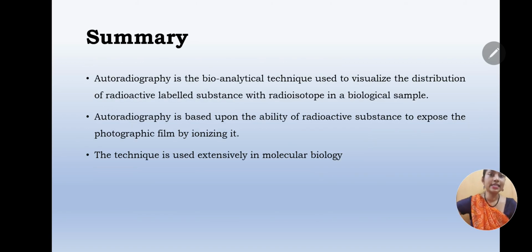To quickly summarize, autoradiography is a bioanalytical technique which is used to visualize the distribution of radioactive labeled substance with radioisotope in a biological sample. Autoradiography is based upon the ability of a radioactive substance to expose the photographic film by ionizing it. The technique is used extensively in molecular biology studies.